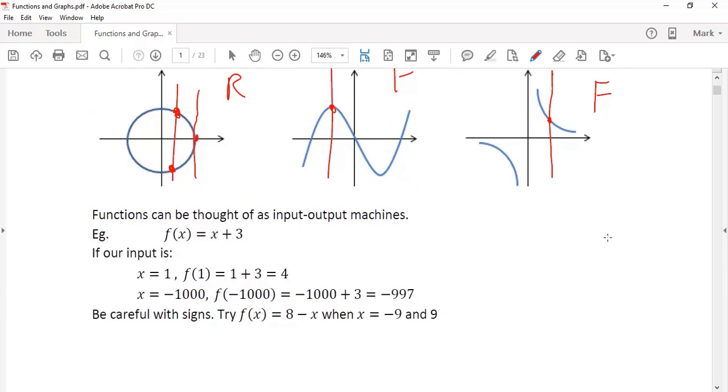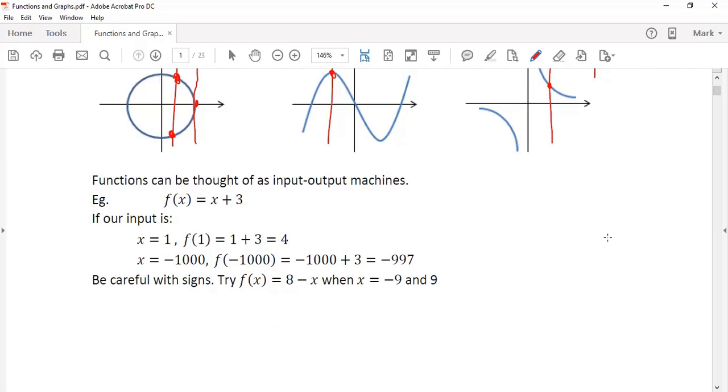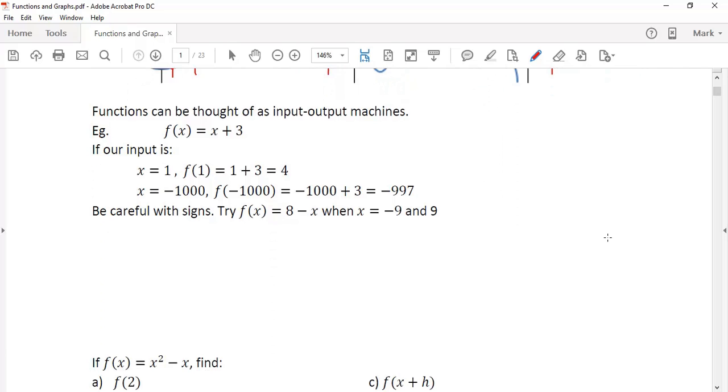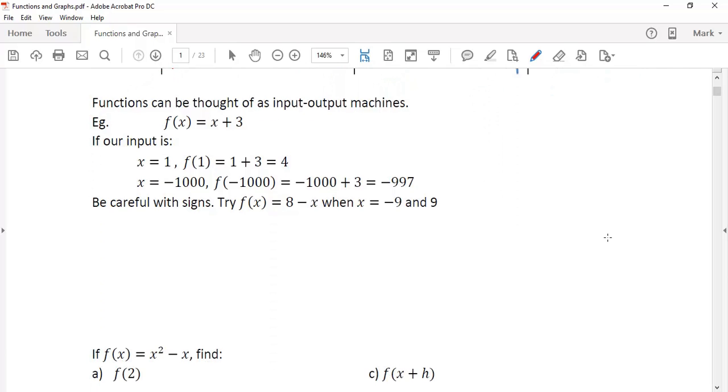Functions can be thought of as input-output machines. With f(x), a lot of people get confused. Just think of it as y. In your normal equation, you get y equals x plus 3. Just think of it as y, it's no different. But if we had an equation and we sub in x equals 1, you would write that as f, and then in brackets you put the 1. We're used to saying y equals x plus 1.